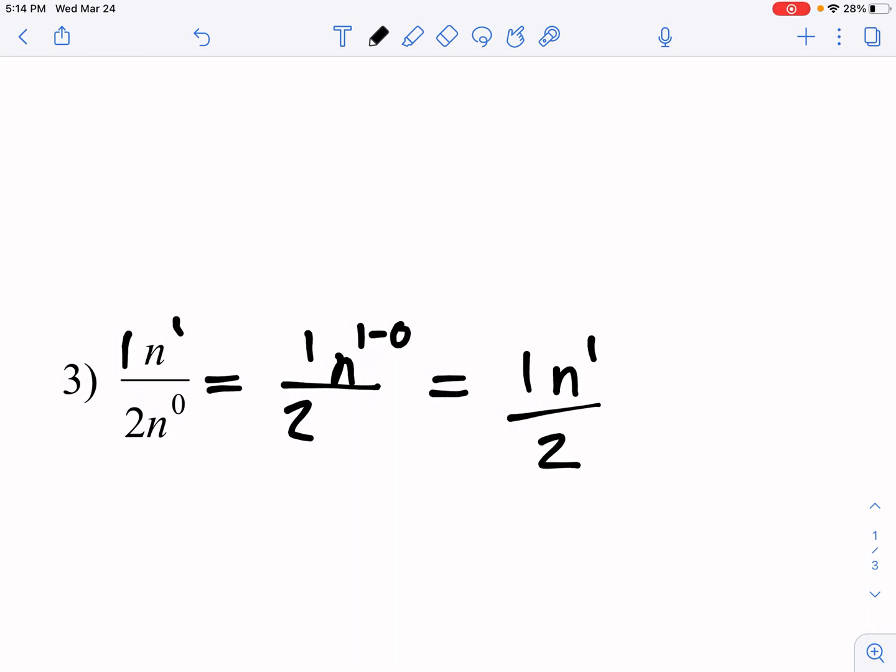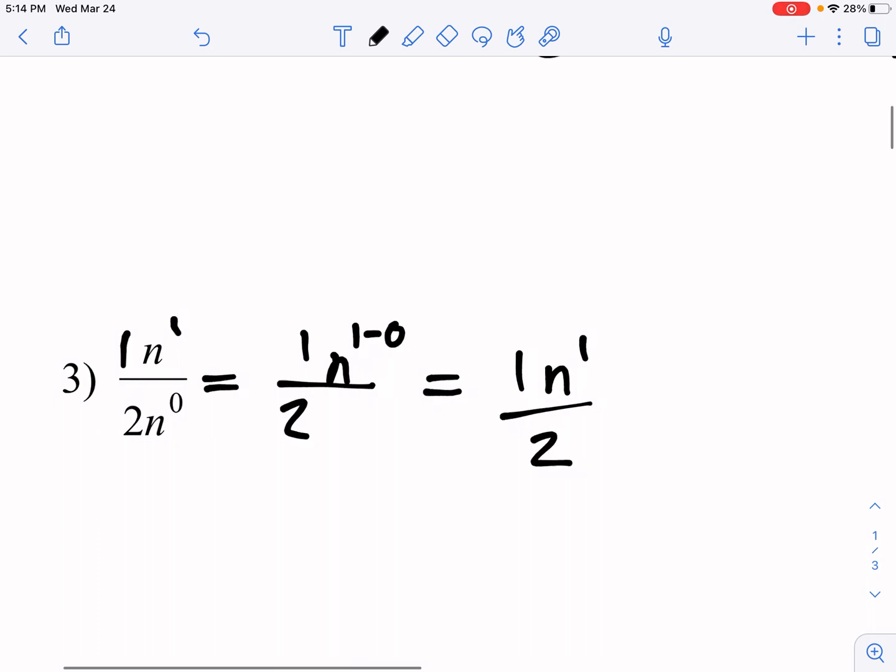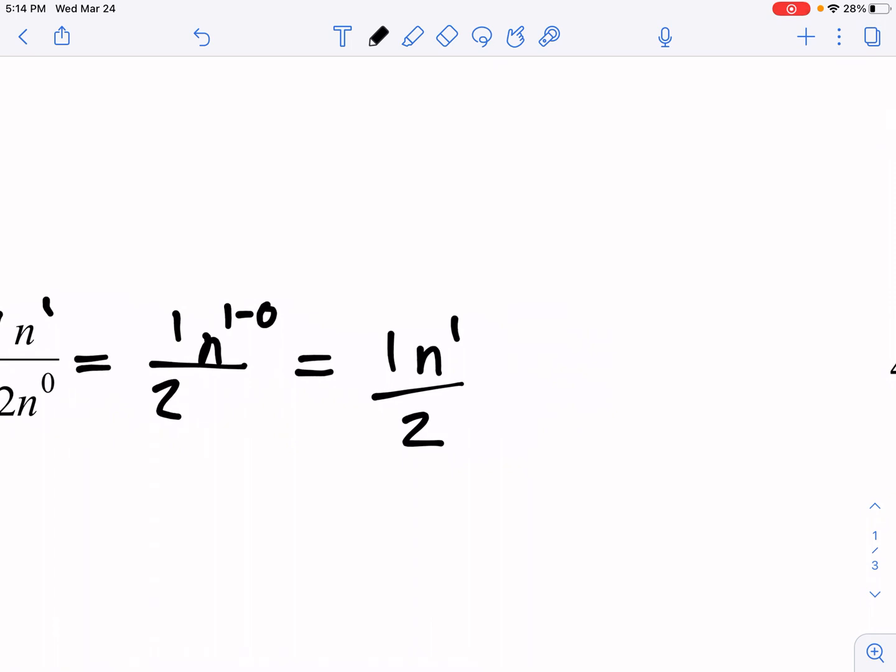Now, technically, this is okay. We could simplify it a little bit further. Again, we don't have to put 1 here because 1 times n to the first is just n to the first. And then what's anything to the first power? Just itself, right? So we could say this is n over 2, okay? N to the first is n, and then n times 1 is n.